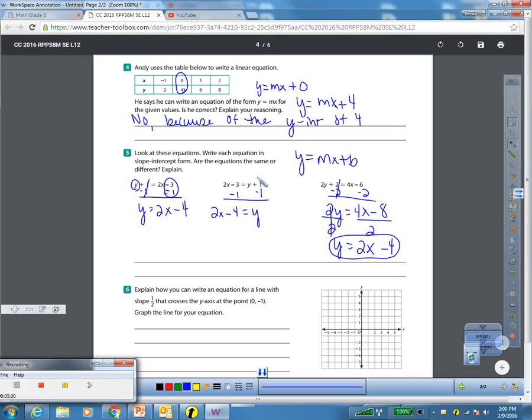None of them started that way, but as we solve for y, we see that they're actually all the same equation there, with a y-intercept of negative 4 and a slope of 2.